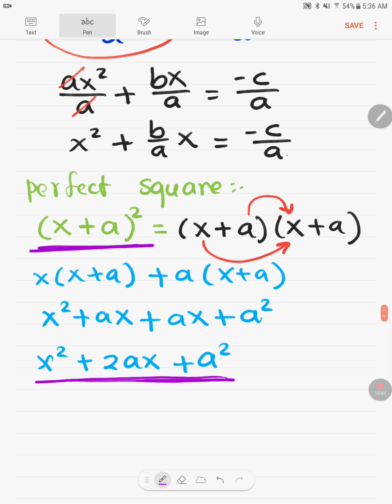Now, comparing our equation here to this perfect square, we could see that we need this a squared and the 2a is actually equal to b over a in that case, in the case of our polynomial. So to kind of compensate for that, we will do the following.